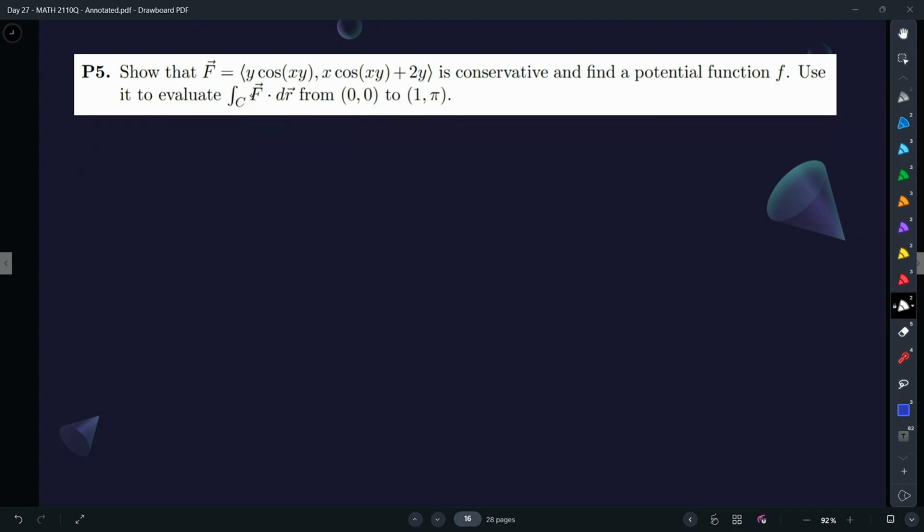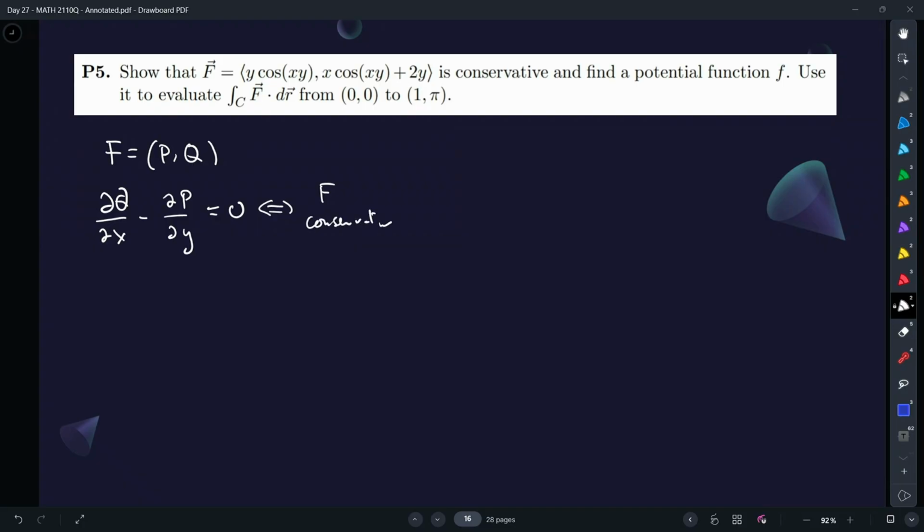So if I think of F as P comma Q, and I compute the derivative of Q with respect to x minus the derivative of P with respect to y, this should be 0 if and only if it is conservative. If you think of that as a three-dimensional vector field, that will also be conservative if the curl of F is 0, which amounts to the same calculation of derivatives.